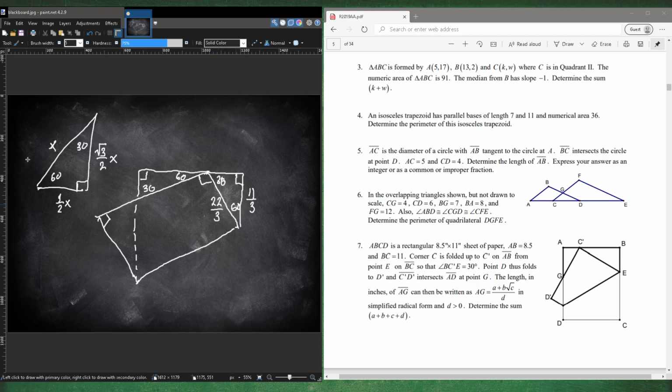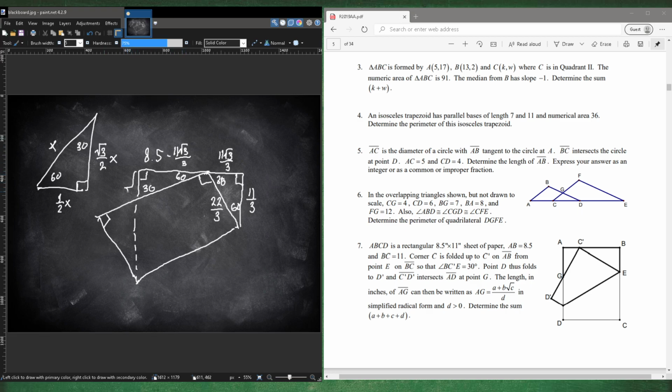And this gives us that our 60 side is half of that and then square root 3. So half of 22 is 11, so 11 times square root 3 over 3. Okay, so remember that our top is 8.5. So we could write that as 8.5 minus 11 square root 3 over 3.